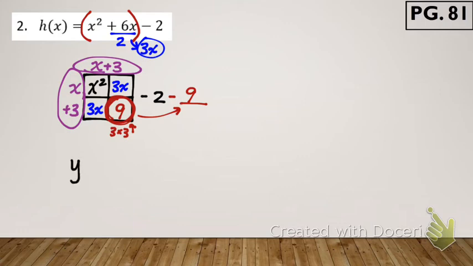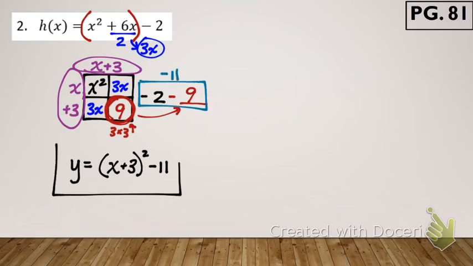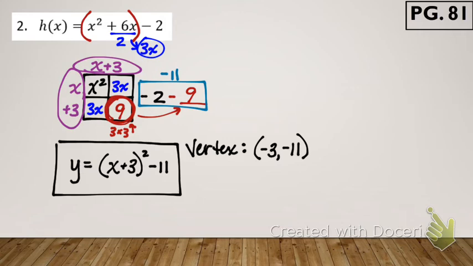So help me write the vertex form here. This is y equals x plus 3 squared. Yep, I've got x plus 3 and x plus 3. That's my x plus 3 squared. Negative 11, yes. Minus 11 on the end from combining these two like terms together. Beautiful. Where is this vertex? Negative 3, negative 11, my h and my k.